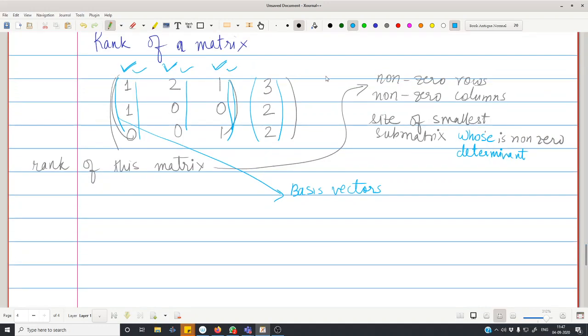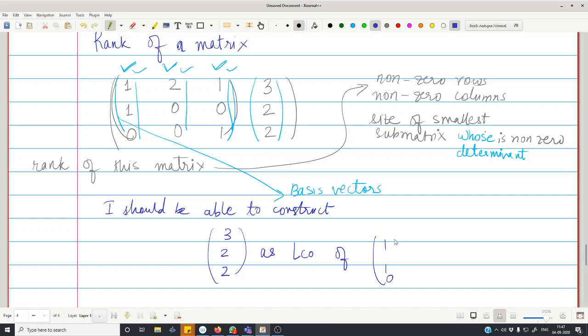Yes, sir. So that is what the whole idea about a rank is. So I should be able to construct 3, 2, 2 as a linear combination of 1, 1, 0; 2, 0, 0; and 1, 0, 1. So who can tell me what the linear combination is going to be? 2, minus 1, 2.